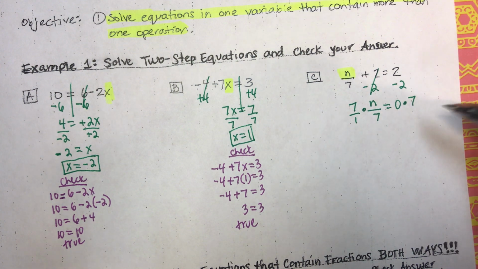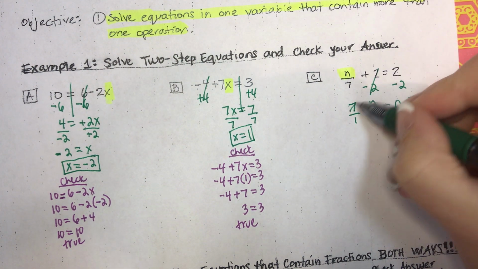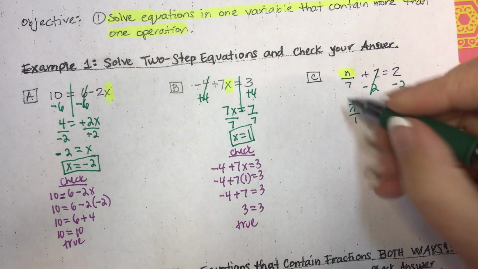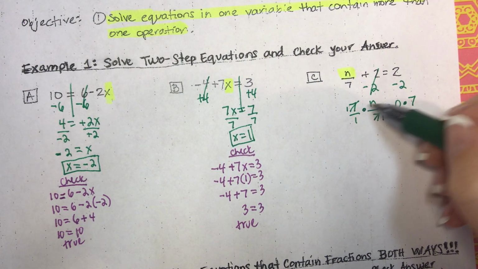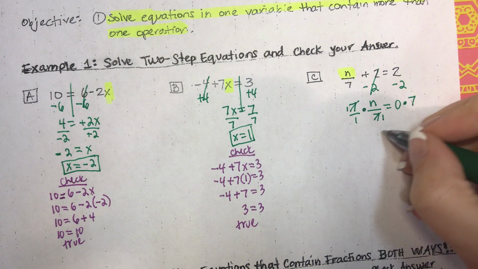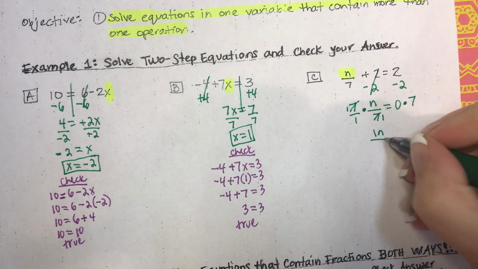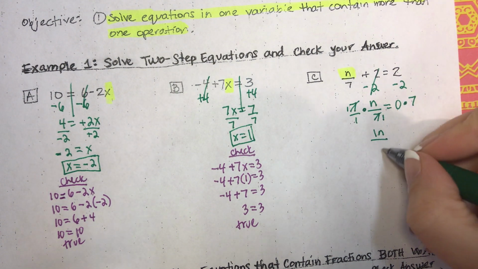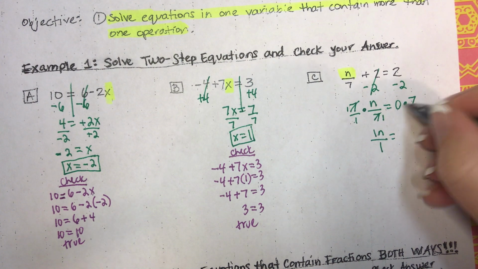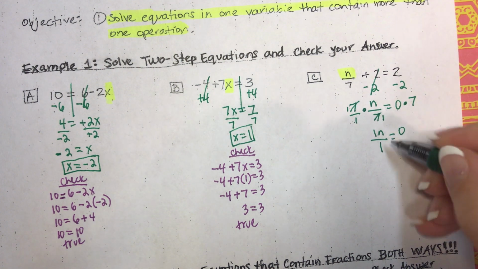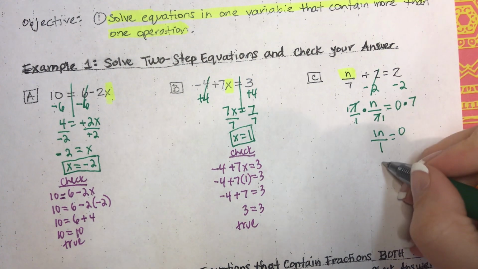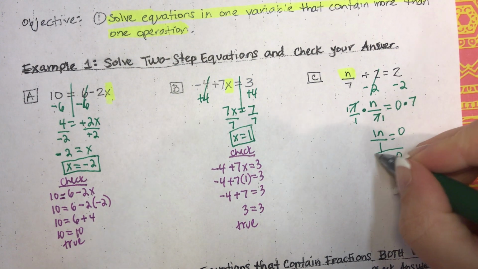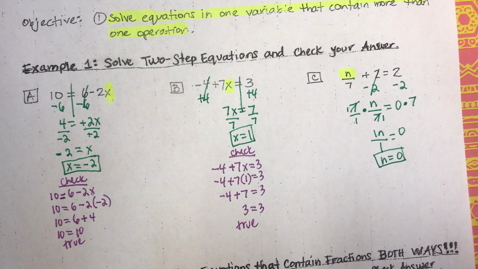If I make that a fraction, these 7s are going to cancel each other out, right? 7 goes into 7 one time, 7 goes into 7 one time. You multiply across, you get 1 times n, or 1n, divided by 1 times 1, which is 1. And you get 0 times 7, which is just 0. And 1 divided by 1 is 1. 1 times n is just n. So our answer is n equals 0. Now we're going to do the check.